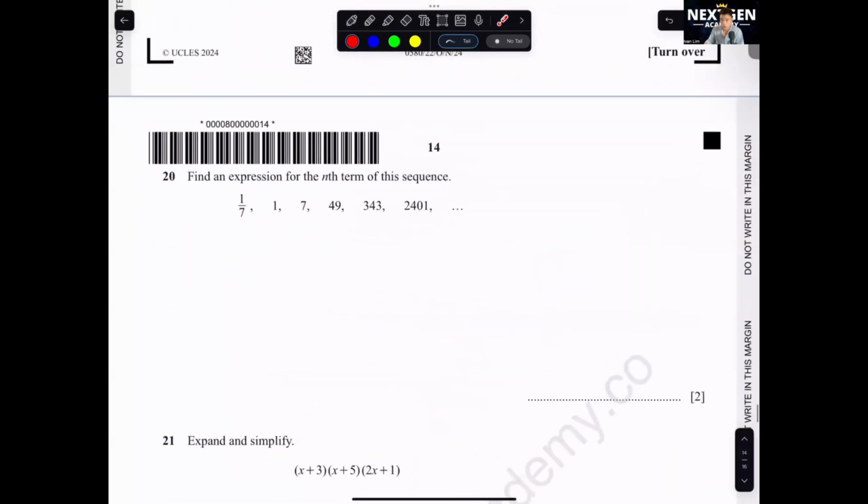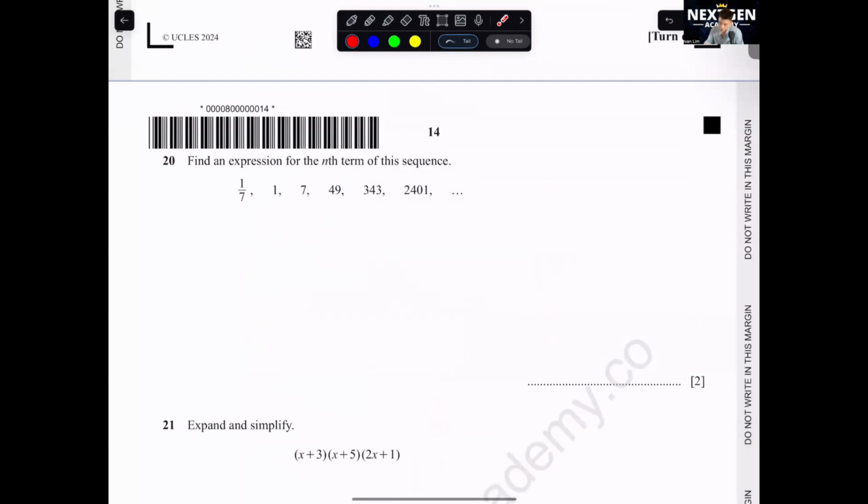Okay, next one. Question 20. Find an expression for the nth term of this sequence. What is the term-to-term rule over here first? That means what's the pattern here? 1 over 7, 1, 7, 49, 343, 2401. Is it cubic? No. Sean says multiply by 7. Amira says geometric sequence.